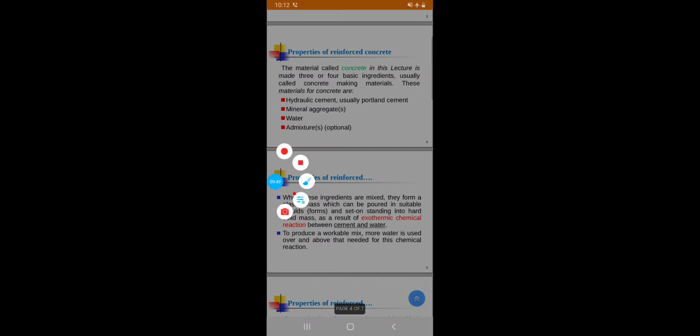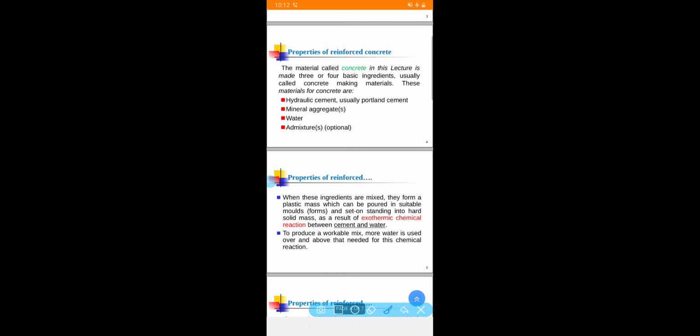And the next one is mineral aggregate, water, and the admixture. The mineral aggregate contains sand and aggregate. That means it might be fine aggregate and coarse aggregate, fine and coarse.